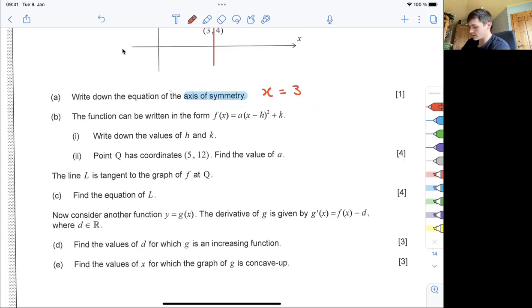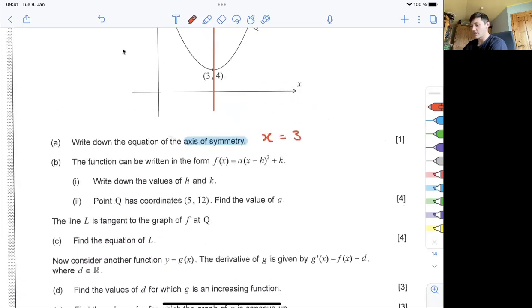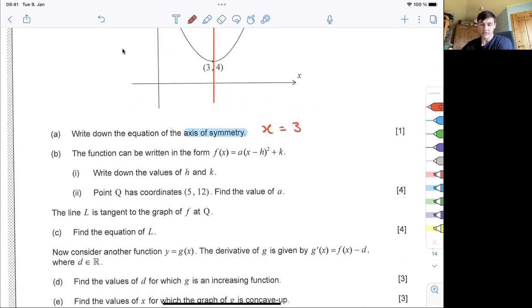All right, so we know the point that the line passes through. It's (5, 12). But we don't know the gradient of our line yet. Okay, so the way we're going to find the gradient is by differentiating our function f. All right, so find the first derivative, which we can also refer to as the gradient function. Then we will sub in x is equal to 5 into that gradient function, and that will give us the gradient of the line. And then we'll go through and find the equation of line L.